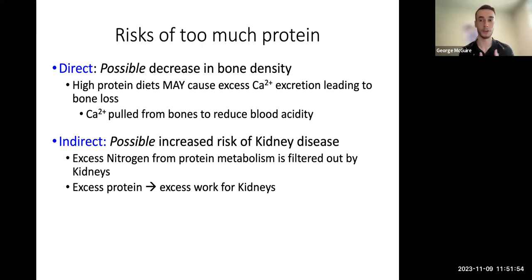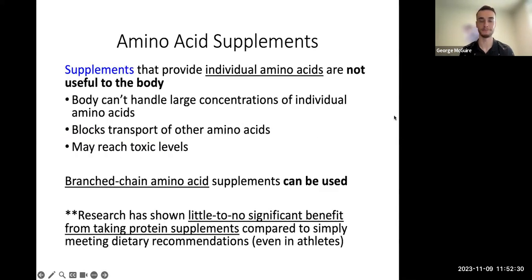So again, we can't store extra amino acids. So if we have extras, they're going to be broken apart and turned into glucose or fatty acids. And then that extra nitrogen that was on the amine group will be released into the blood and will eventually be filtered out by the kidneys. And so the more excess amino acids we have, the more nitrogen that will be in our blood, and the more stress that will be on our kidneys in order to filter them out, which could lead to kidney disease. So again, these are both just possible impacts. There's not a whole lot of research supporting a significant risk by overconsuming protein.